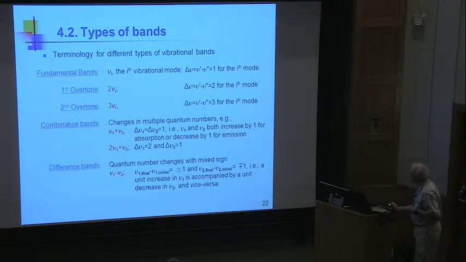If someone says we're observing the 3 nu 1 mode, they're observing the second overtone for the ith mode. So i could be 1, 2, 3, 4, whatever. So this is a compact notation.